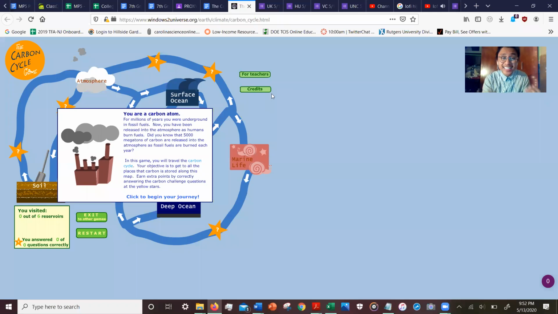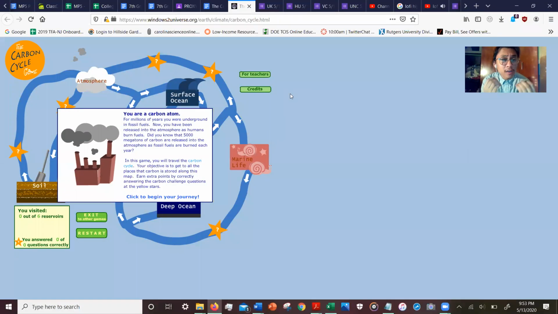Once you click the link of this game, you'll be brought to this screen. If it asks you to run Flash, make sure you are running Flash. If you have any questions, let me know ASAP. This carbon cycle game is about how carbon travels, like we already mentioned before, through our Earth. Our Earth being the biosphere, hydrosphere, geosphere, and lastly, atmosphere. You are a carbon atom in this game, meaning you are an element of carbon traveling through the Earth. Go ahead and click to begin your journey.